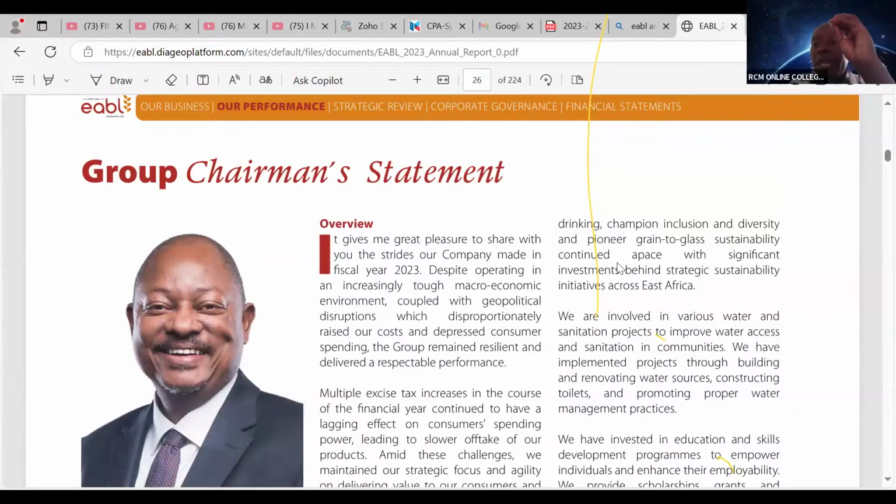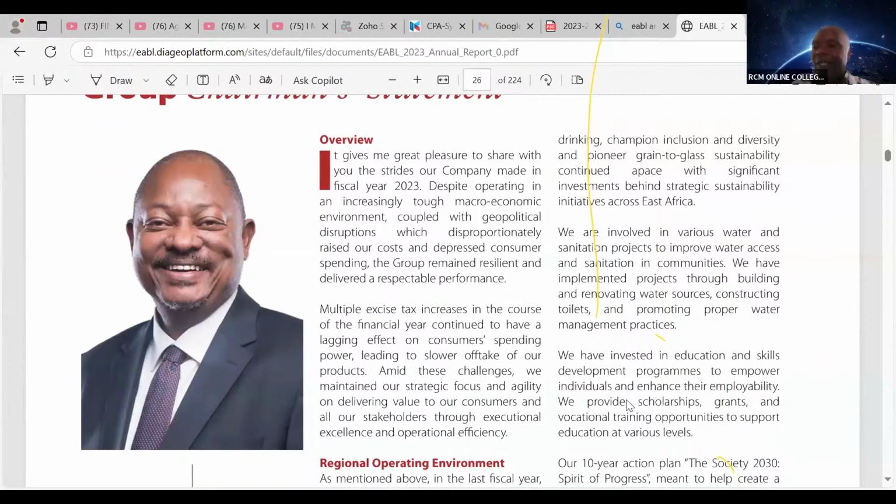sustainability continued apace with significant investments behind strategic sustainability initiatives across East Africa. We're involved in various water and sanitation projects to improve water access and sanitation in communities. We have implemented projects through building and renovating water sources, constructing toilets, and promoting proper water management practices. I mean, they can't get better than that. We have invested in education and skills development programs to empower individuals and enhance their employability. We provide scholarships, grants, and vocational training opportunities to support education at various levels.